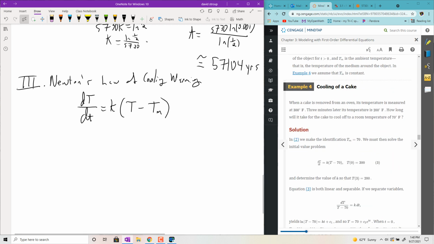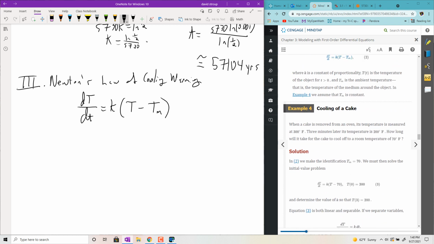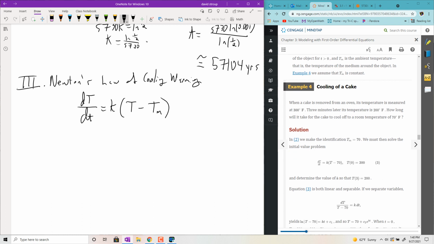Again, you could solve this via your integrating factor. I think they just did separation of variables in the example. Let's do an integrating factor and see if we can get the answer that way. They're giving you some initial conditions here.